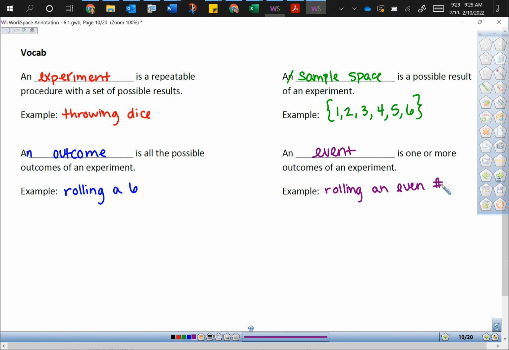It is an outcome of an experiment. It is an event. Okay? Another one that could be, with a different experiment, you could say that getting a tail when tossing a coin could be an event. All right? Those are our new vocab words talking about probability.